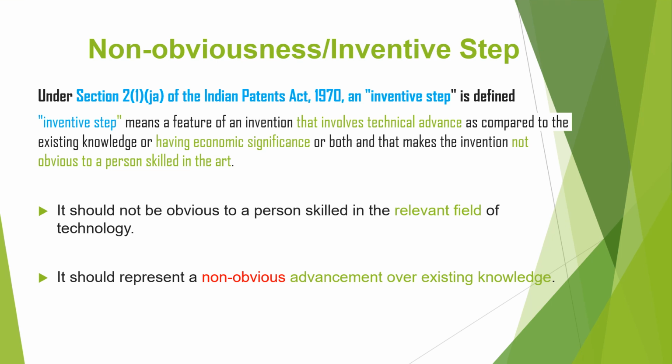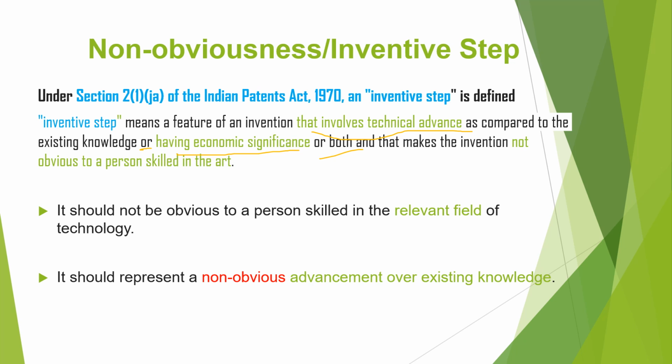Inventive step, non-obviousness, it's the same thing. Under Section 2(1)(ja) of the Indian Patent Act 1970, an inventive step is defined. What is an inventive step? It means a feature of an invention that involves technical advancement as compared to existing knowledge or having economic significance. Either it can have technical advancement or it can have economic significance, compared to what is already in the public domain, or it can involve both also.